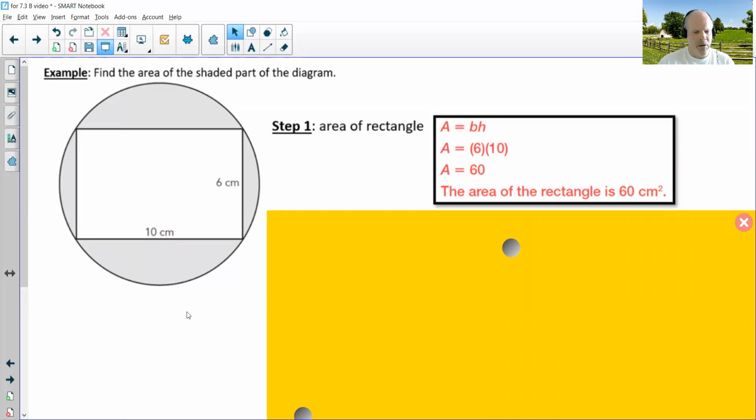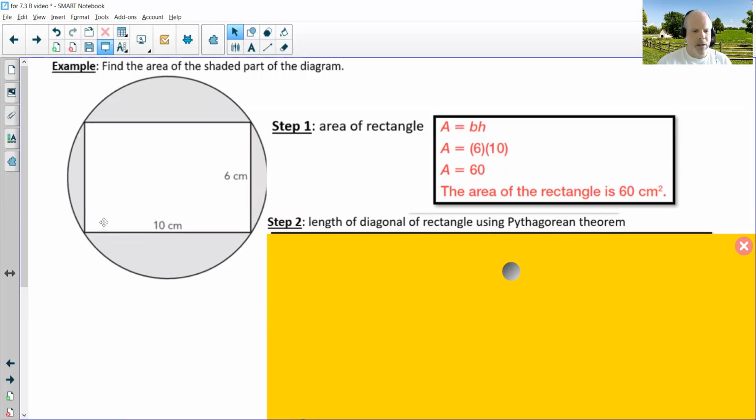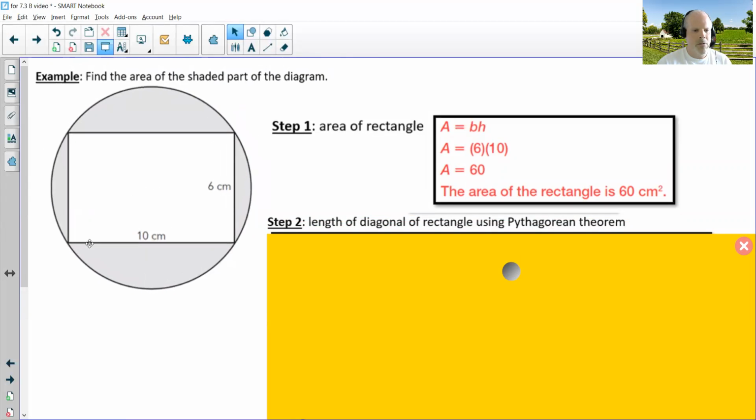I now need to find the area of the circle, but in order to find the area of a circle, you need to use the formula area equals pi r squared, which means I need to know the radius of the circle, but I don't yet know the radius. So that's what we have to find next. The diagonal of the rectangle happens to be the diameter of the circle. So we can use the Pythagorean theorem to find the length of the diagonal of the rectangle.